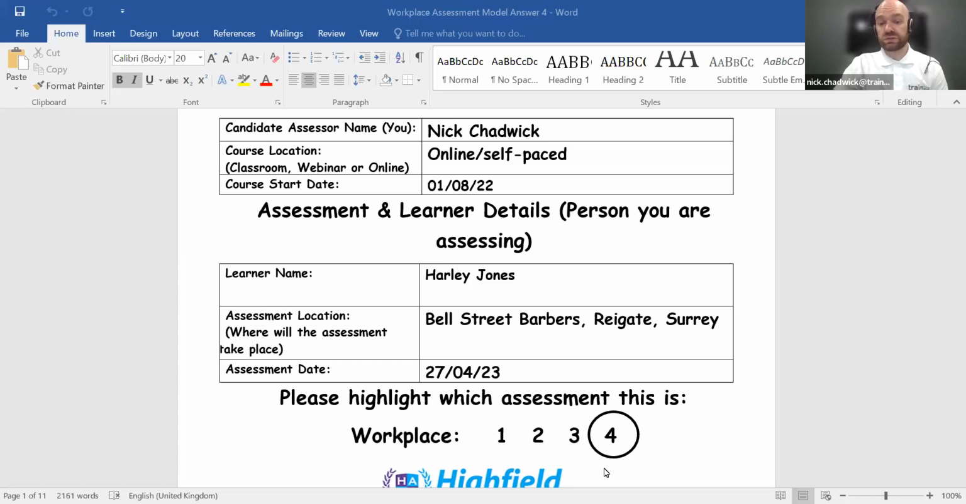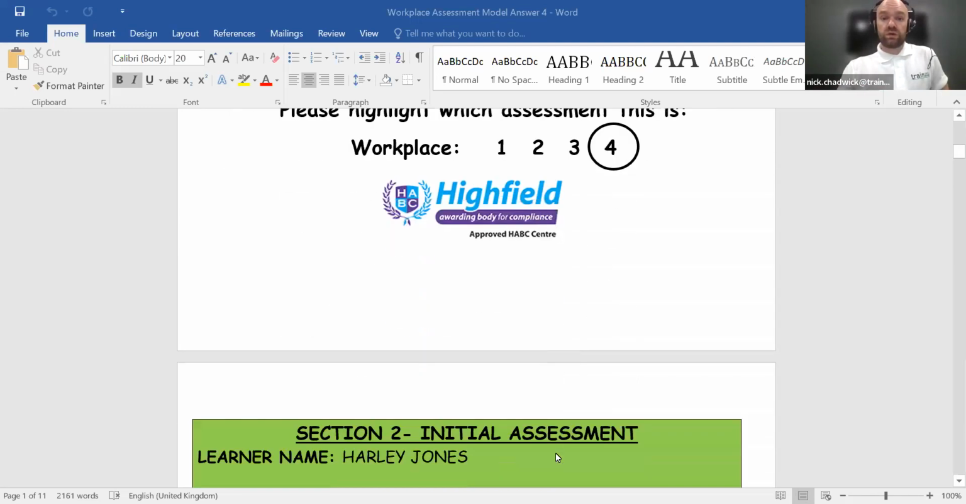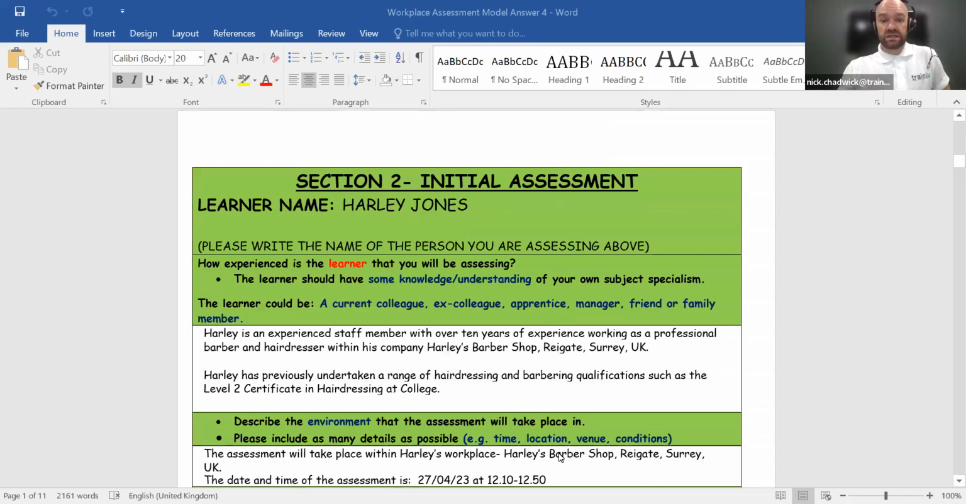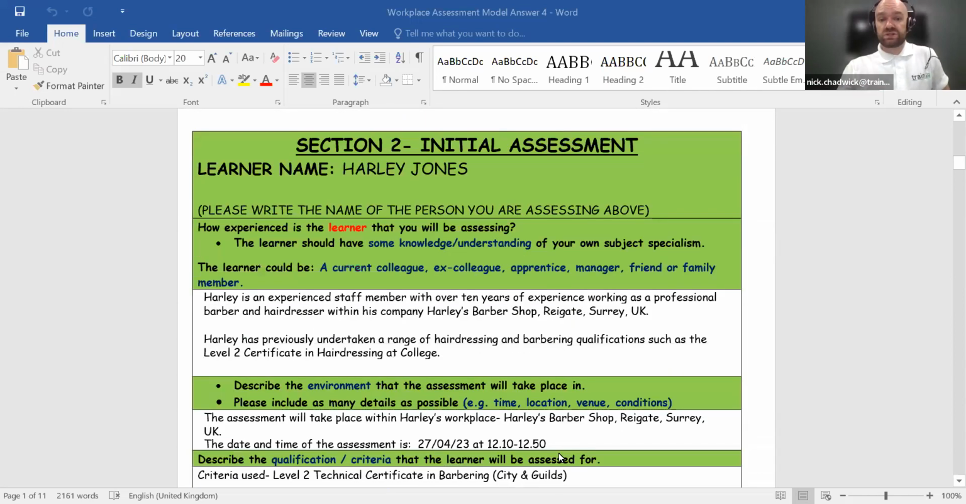I have circled and highlighted workplace number 4. So please make sure you're doing that, so it's obviously clear for our marking team to navigate and to review your assignment work as well. So that is section 1. That's nice and clear. Now we're just moving on to section 2, which is the initial assessment stage.